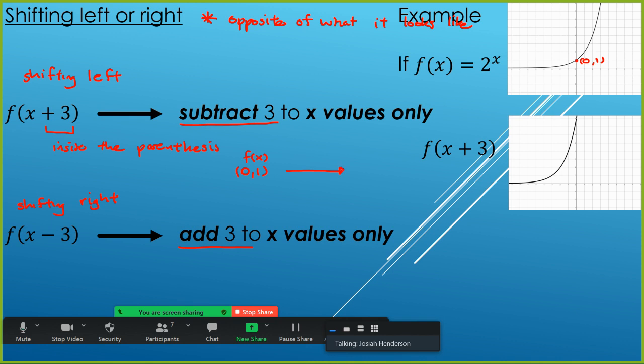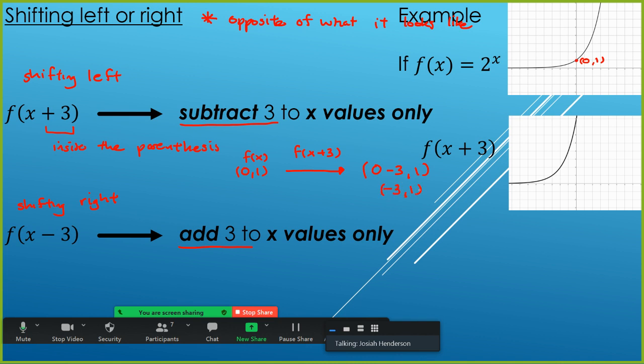My transformation is f of x plus 3. It's inside the parentheses, so I do opposite of what it looks like, and it's a left-right move. So instead of plus, which usually I think adding, moving rightwards, getting bigger, we're going to do the opposite, which is minus 3 to the x value. So the x value is 0, not 1. 0 minus 3, comma 1. And if you simplify that, it's negative 3, comma 1.